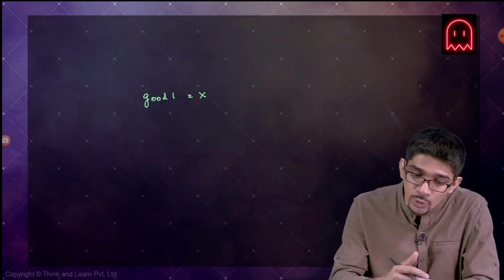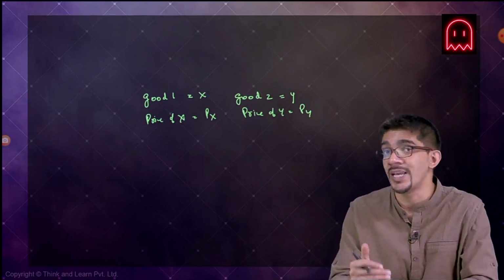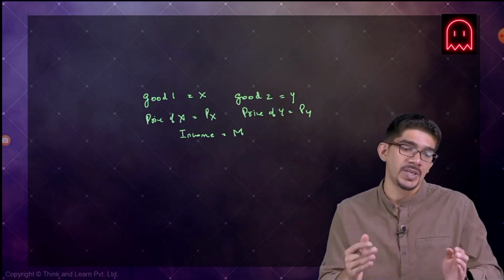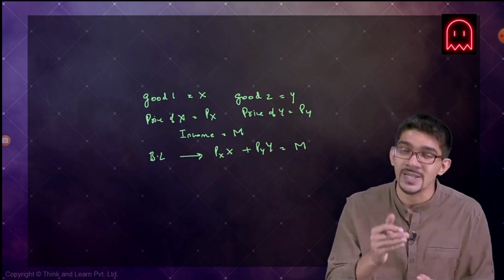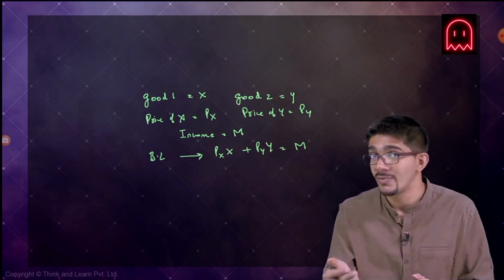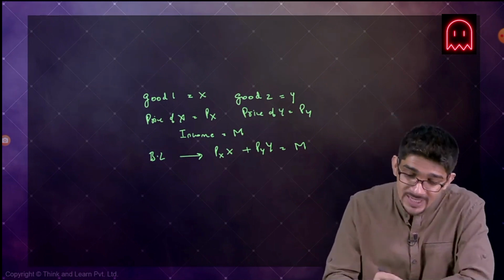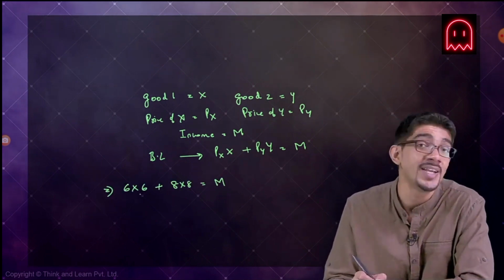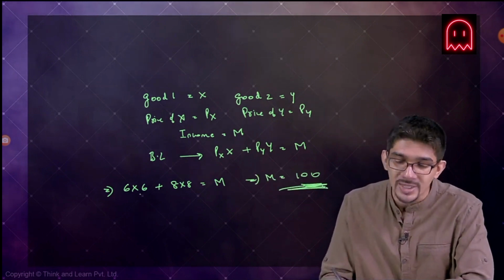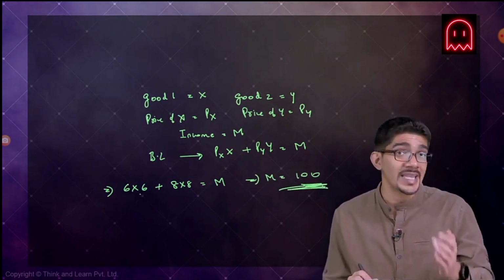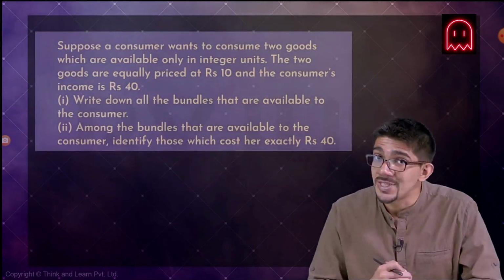So we can write good 1 is X, good 2 is Y, price of X is PX, price of Y is PY, and income is M. If we denote like this, the budget line is nothing but PX X plus PY Y is equal to M. If we substitute PX and X and PY and Y into the equation, we get 6 into 6 plus 8 into 8 is equal to M, and we straightforwardly get the answer M is equal to 100. The consumer's income in this case has to be equal to 100. Let's move on to the next question now.